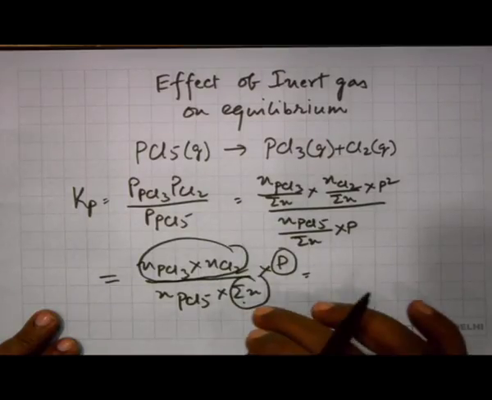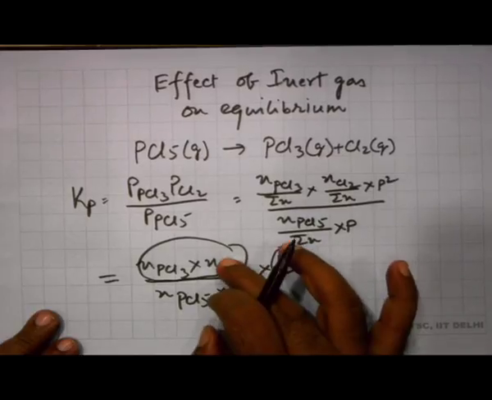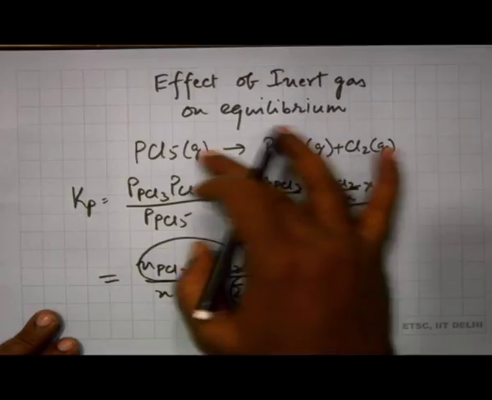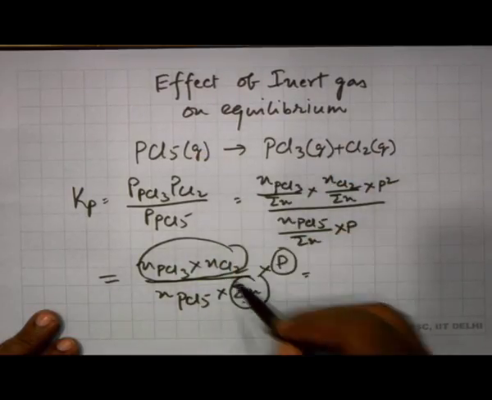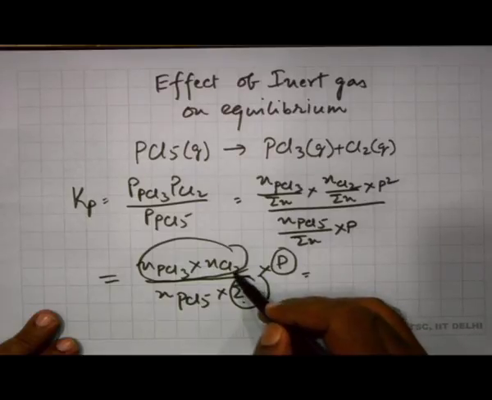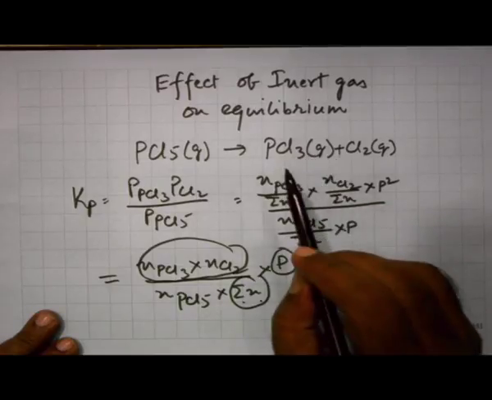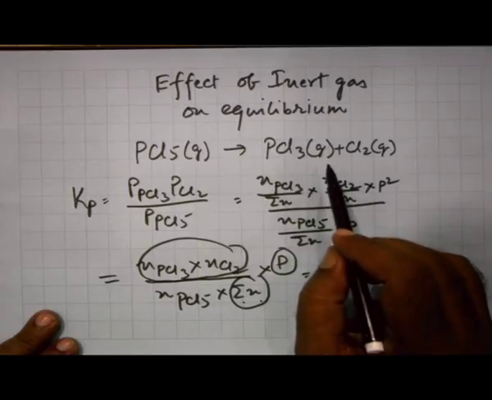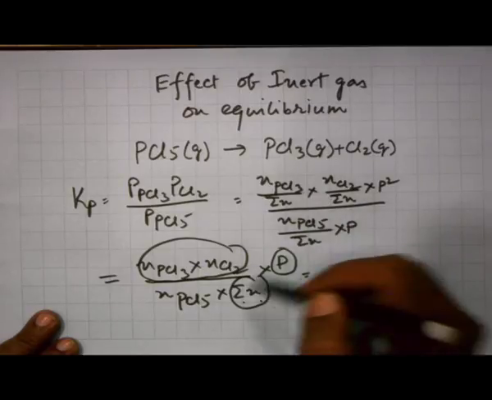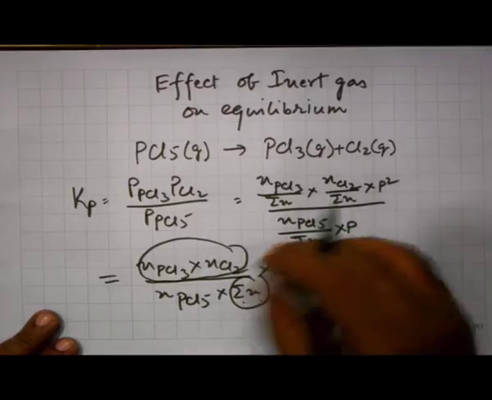So, if I add inert gas, the reaction will proceed from this direction to this direction, so, to the right. Sigma n increase will increase this, sorry, sigma n increase will decrease this. So, basically the forward reaction is going to be favored. If sigma n decreases, then the reverse reaction will be favored.